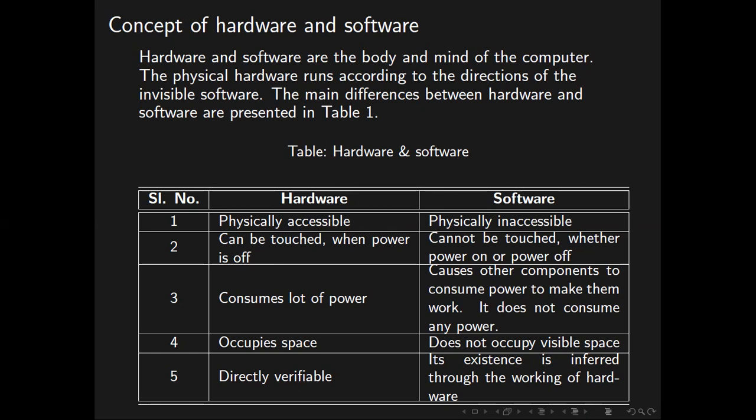Hardware can be touched, whereas software cannot be touched. You cannot touch the software. You can only perceive. You can only see that it's working. Hardware can be touched when power is off. When power is down, you can touch any component of a computer, whereas software cannot be touched. Then all the power consumption is for the hardware. It's not for the software. Software indirectly takes the power, whereas it's not consuming any power directly.